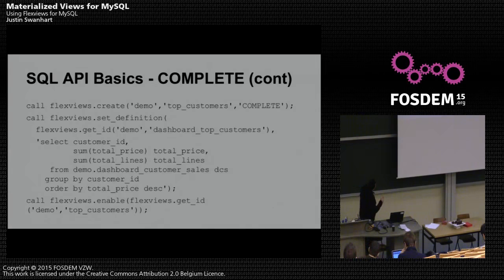So we're going to get demo dashboard top customers. And then that should just say top customers. And then the select statement that actually represents what the view will contain. And this one has an order by, so the results in the table will be in the order of the order by, which is convenient because there's a primary key on the table, so it's kind of an automatic ranking if you want to rank stuff. Then you just Flexviews enable, again, get ID, and that will just build the view.